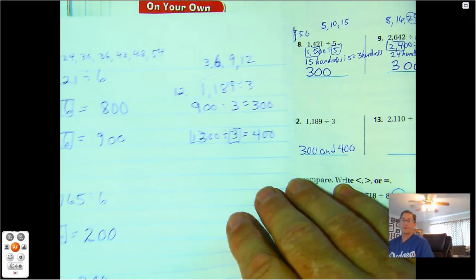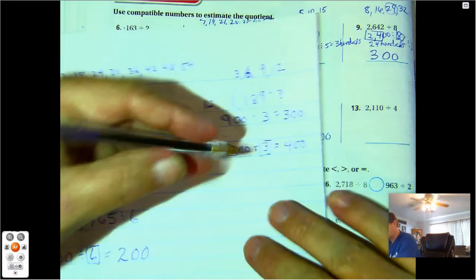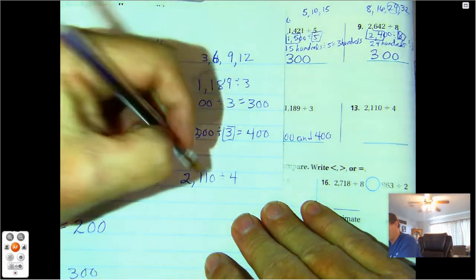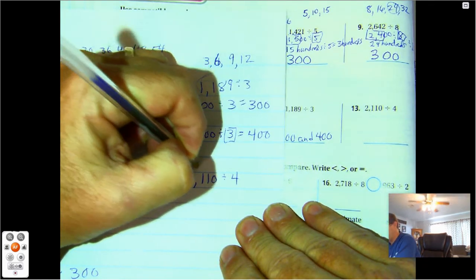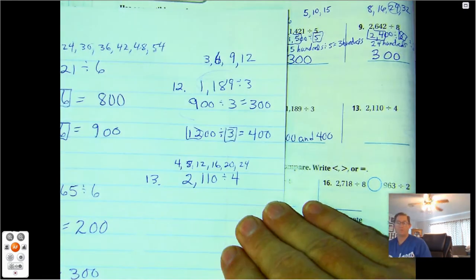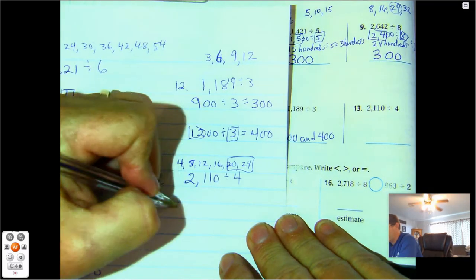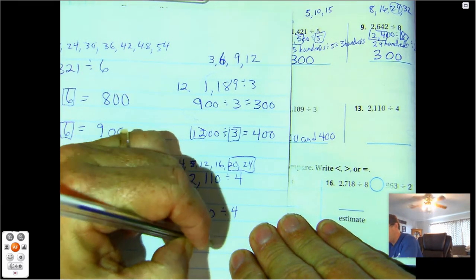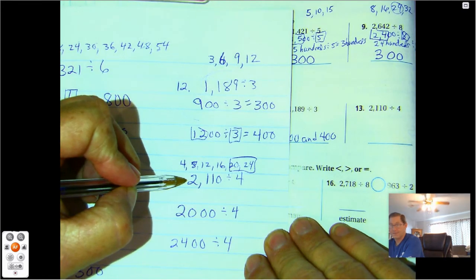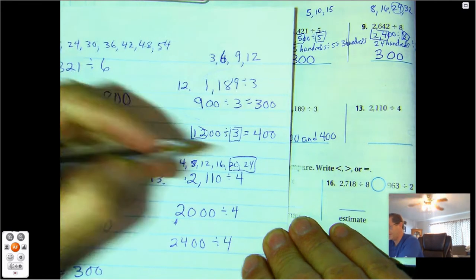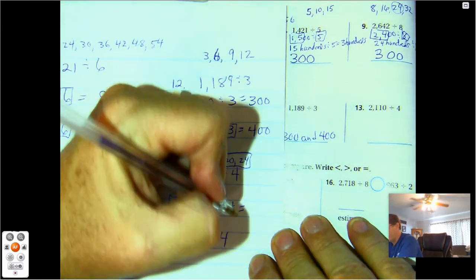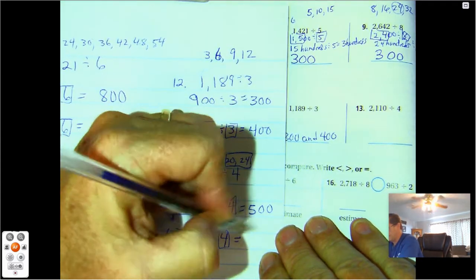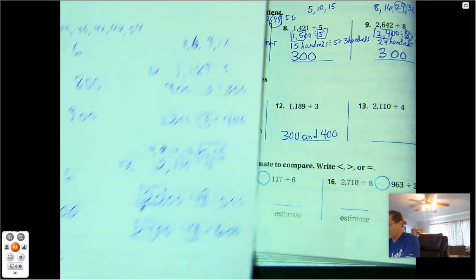And number 13. 2,110 divided by 4. Well, if we skip count our 4s, we go 4, 8, 12, 16, 20, 24. Okay, so we can use these right here. So we'd have 2,000 divided by 4, and we'd have 2,400 divided by 4. 2,110 would be in between these two dividends. So 20 divided by 4 is 5 hundreds. 2,400 divided by 4 is 600. So it's between 500 and 600.